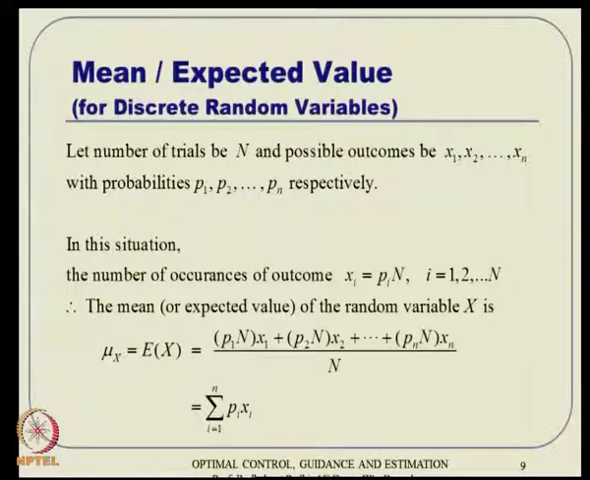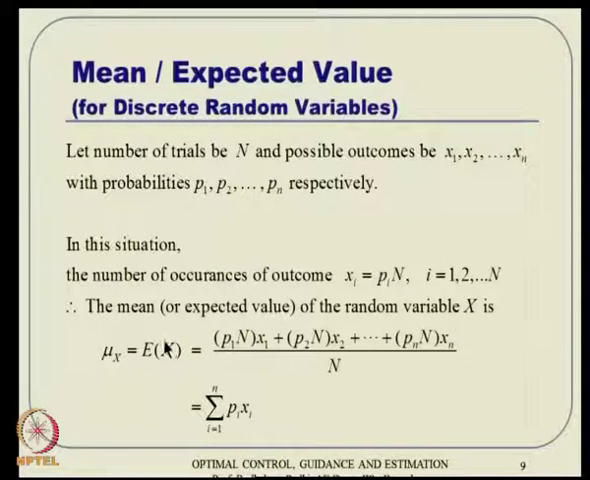Now, something on mean and expected value. Especially if it is a discrete event, it is rather easy to see. Mean is nothing but, if I take n trials, and the possible outcomes are x1, x2 up to xn, and each of them has probabilities p1, p2, up to pn, then the number of occurrences of outcome xi is nothing but pi times n. So I can compute xi this way.